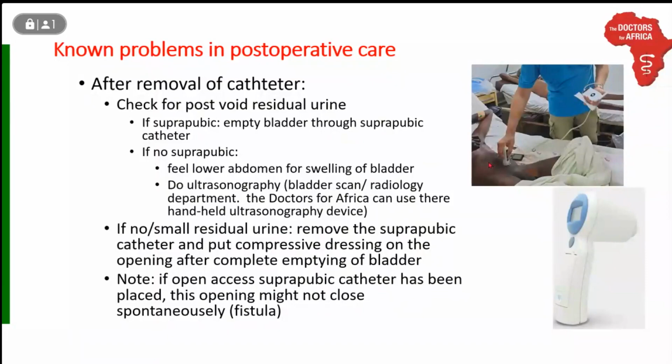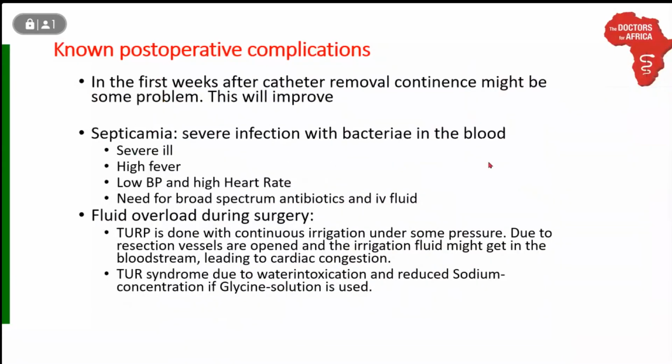If there has been an open access suprapubic catheter, this opening might not close spontaneously. And then there is a fistula that needs to be closed surgically. In the first weeks after catheter removal, continence might be some problem. This will improve.